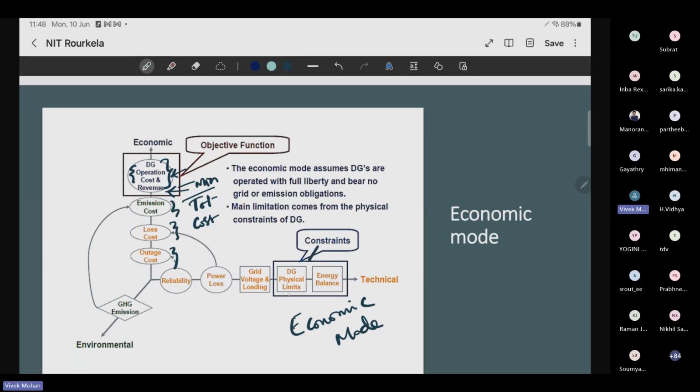Here, constraints are marked DG physical limits. For every source, we have some maximum power output and a minimum power output, so Pmax and Pmin. Then energy balance. Energy balance means it's an equality constraint. We know that Pg, the generation, minus Pd, the load demand, is equal to P loss. Pg minus Pd equals P loss. So this one is the energy balance constraint. So these are technical constraints. And grid voltage and loading. We know that the nominal voltage should be maintained at each of the nodes, and line loading should not violate some limits. So that is also a technical constraint. So these are technical constraints and an economic objective. The objective is economic in nature and the constraints are technical in nature. This mode is known as an economic mode of energy management.